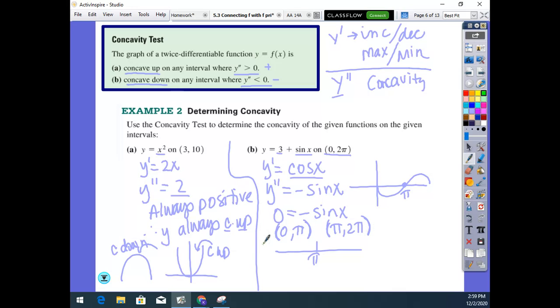Okay, so y double prime between 0 and pi, these are negative values. So that means y is concave down. On the right, these are positive values. So it's concave up.